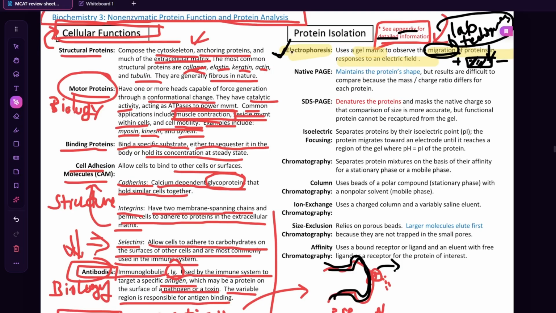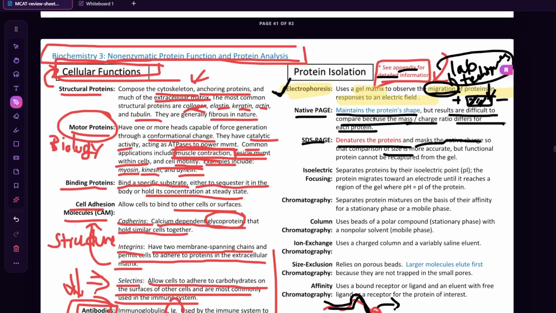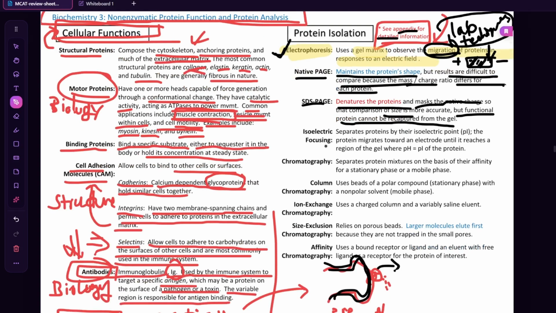Okay. And then native PAGE maintains the protein shape, but results are difficult to compare because the mass and charge ratio differs for each protein. An SDS PAGE denatures the proteins and masks the native charge, so the comparison of size is more accurate. So size is more accurate, but functional protein cannot be recaptured from the gel.